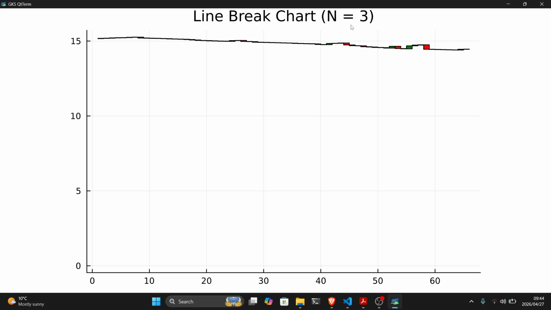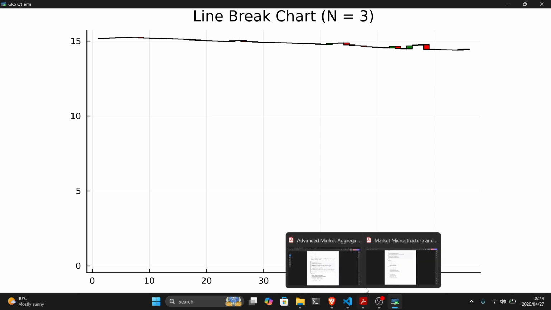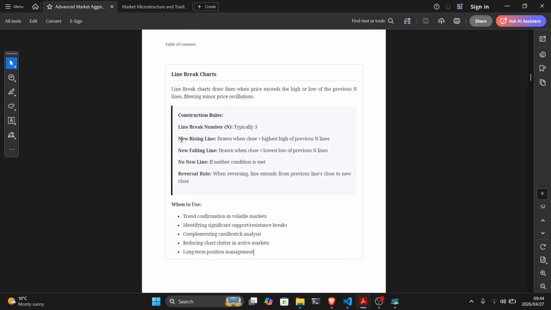As you can see, a line break of n equals 3 has this structure. And as you can see, the line is breaking. It's going up, it's going down, and it's creating these new lines, right? And as you look at the definition, new rising line is drawn when close is greater than the highest high of previous n lines. New falling line is drawn when the close is less than the lowest low of previous n lines, right? And a reversal rule: when reversing, line extends from previous line's close to new close.